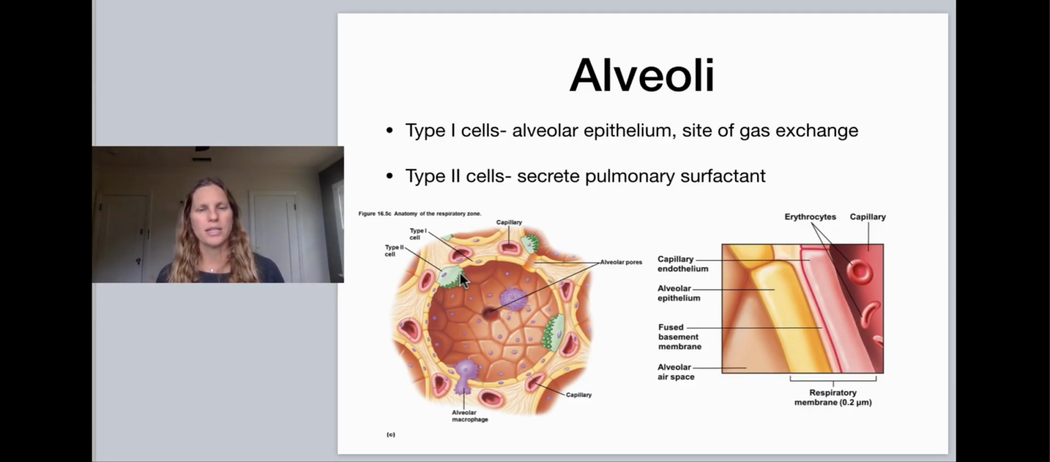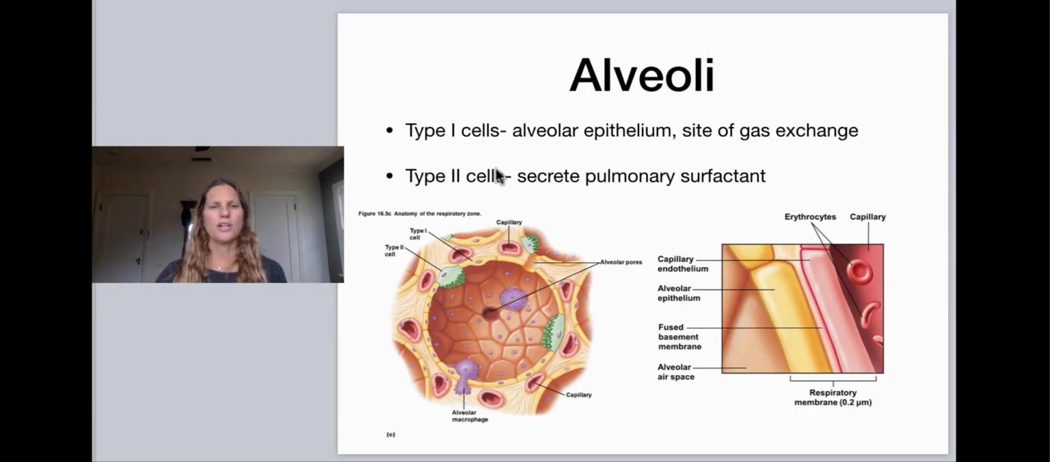Type 1 pneumocytes is the fancy name for those cells. And they are incredibly thin, and therefore they are the cells that allow for gas exchange. So most of the gas that exchanges across the walls of the alveoli and ultimately into the capillaries is going to diffuse right across the walls of the type 1 cells. And remember, I'll come to that in a minute.